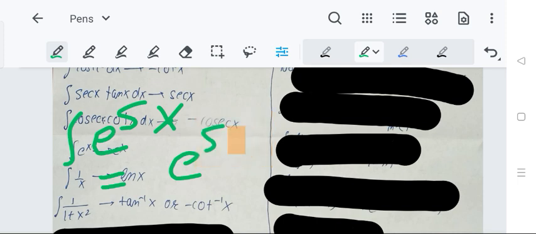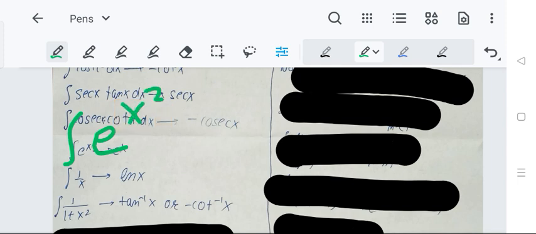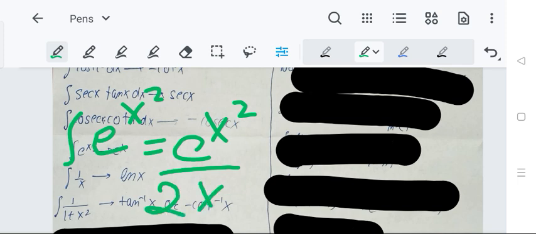Another quite simple example: integration of e raised to the power x square, then it will come like e raised to the power x square divided by 2x.